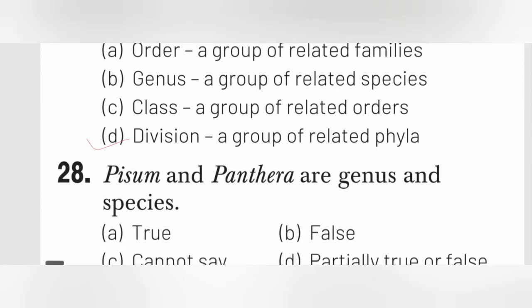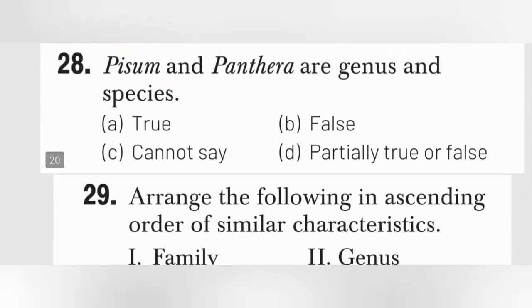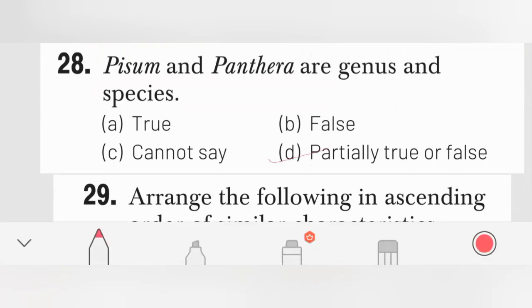Yes. Next, 28. Pisum and Panthera are genus and species. Options: A, true; B, false; C, cannot say; and D, partially true or false. So what is the answer? Yes, the answer is D. Why? Because Pisum is the genus of plant and Panthera is the genus of animals.